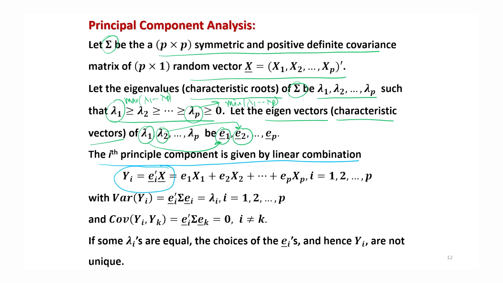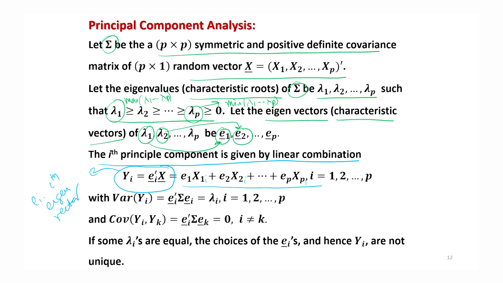What is ei? Ei is the ith eigenvector. Right. So now I can simply write yi is equal to ei transpose x, which is something like E1 x1 plus E2 x2 plus EP xp, where i goes from 1 to p. I am just indicating it here, but it does not make any difference because I will be using this straightforward terminology for ei transpose x.